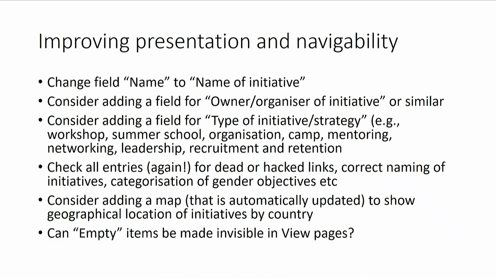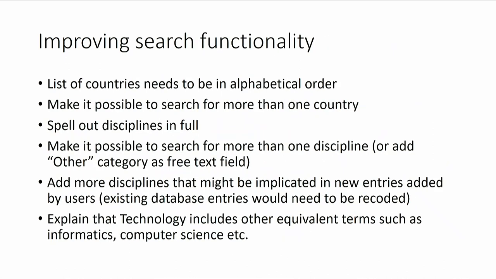In the view pages, so when you go from the main page, click on view, that takes you to information about each individual initiative. At the moment, all of the category headings are there, but if there is nothing entered there, then the word empty appears. That doesn't look very nice. So there's got to be a way of making that invisible, even though we can't change the information. So it's something about the way that it's displayed. So those were the suggestions around presentation and navigability.